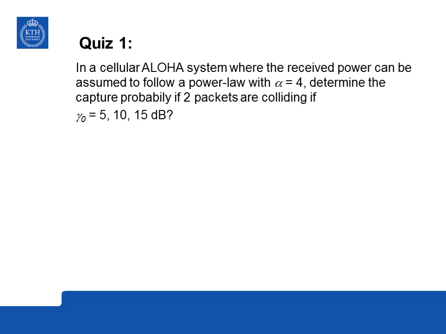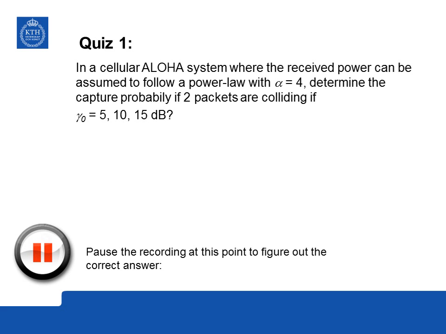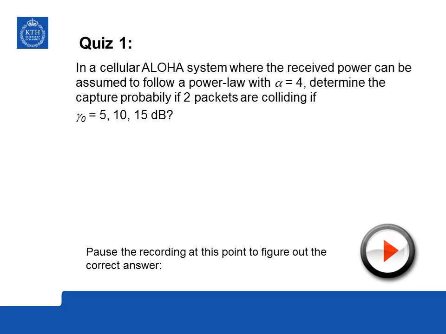So this brings us to our first quiz. In a cellular ALOHA system where the receive power can be assumed to follow a power law with alpha equal to 4, you're asked to determine the capture probability for a collision with 2 packets for the different capture ratios 5, 10 and 15 dB. And as usual, you pause the recording at this point and you do the calculations, and when you're done, you restart the recording and check out the correct answer.